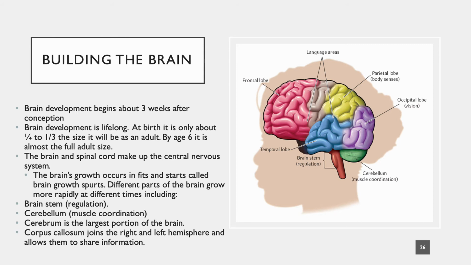Different parts of the brain develop more rapidly at different times, including the brainstem, which is responsible for regulation, the cerebellum, which is responsible for muscle coordination, the cerebrum, which is the largest portion of the brain, and the corpus callosum, which joins the right and the left hemisphere and allows them to share information.